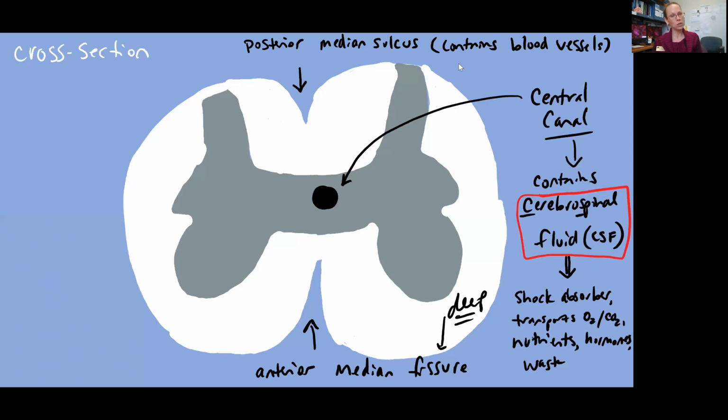Notice in the very center of the spinal cord, there's this black dot. That black dot is representing a canal. So that's an entire passageway through the middle of the spinal cord. It is called the central canal, and it will be containing a special type of fluid called the cerebrospinal fluid, which is abbreviated CSF for short. So in later presentations, we'll just talk about the CSF, which is standing for cerebrospinal fluid.